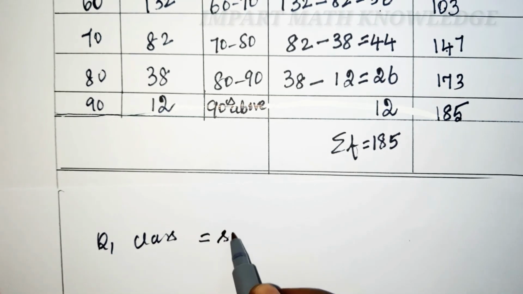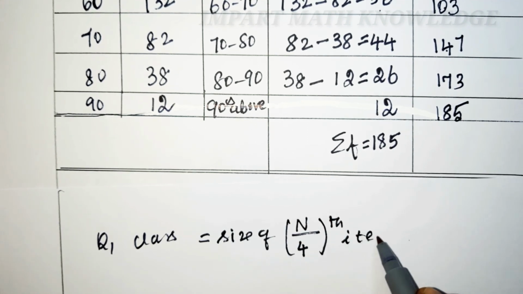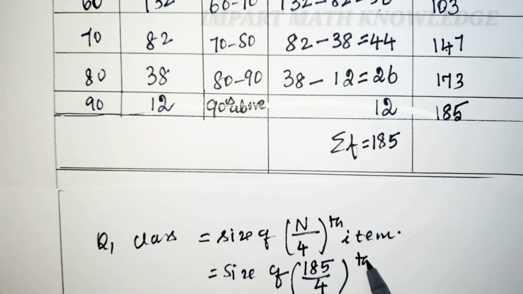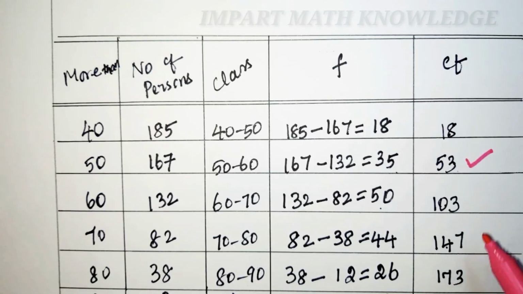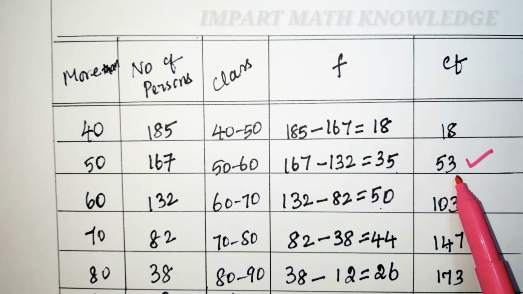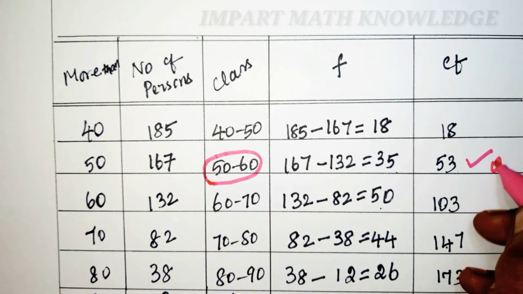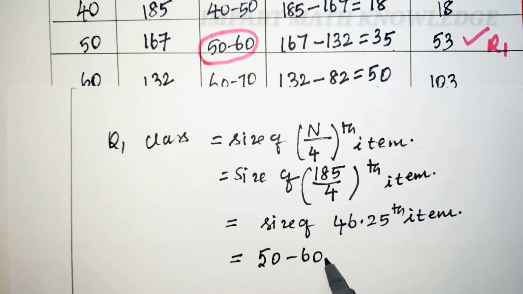Q1 class is equal to size of n by fourth item. Size of n is equal to 185. 185 by fourth item is equal to size of 46.25th item. In the cumulative frequency, 46.25 comes under this category. The corresponding class interval is Q1 class. So Q1 class is equal to 50 to 60.